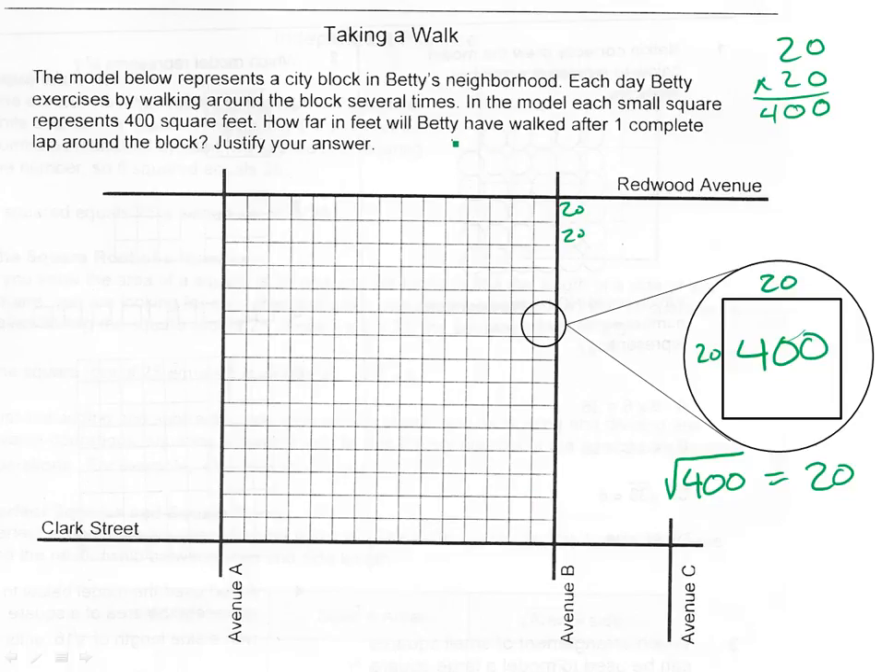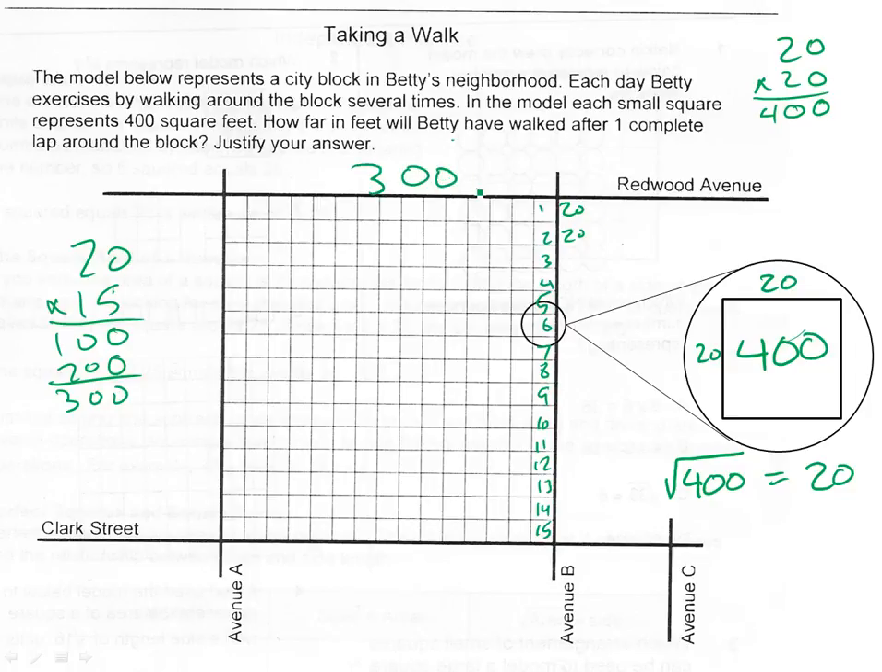So there are, let's see, 1, 2, 3, 4, 5, 6, 7, 8, 9, 10, 11, 12, 13, 14, 15 of these squares, and they're each 20 feet. So 20 times 15 is 300 feet. So each side of this bigger square is 300 feet. If she walks one full lap, it's 300 times 4, which is 1200. So 1200 feet would be the answer.